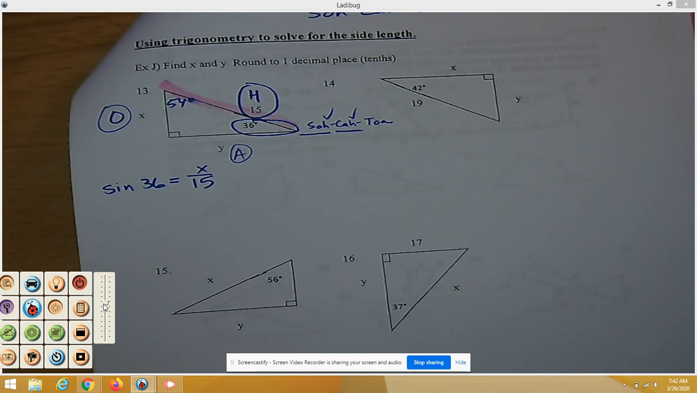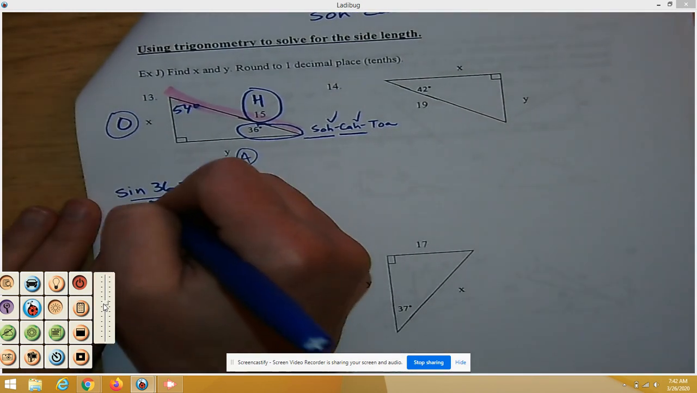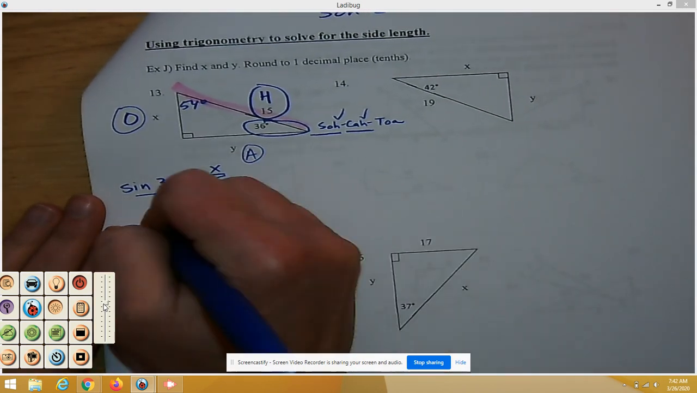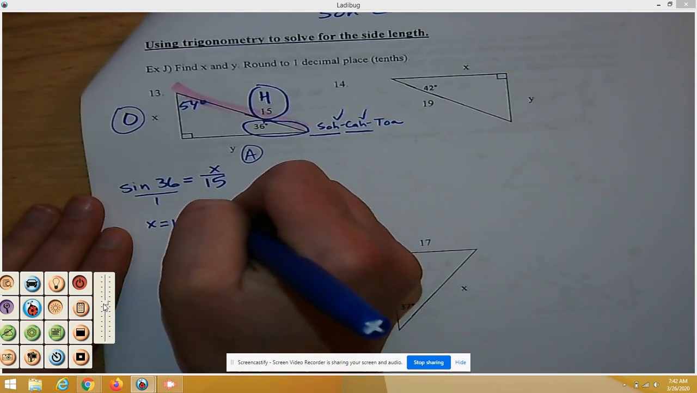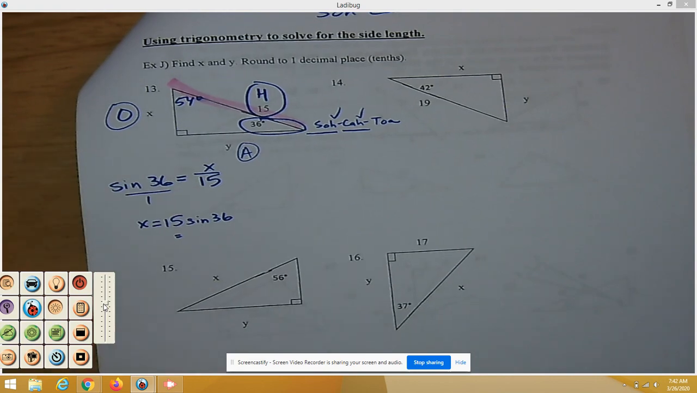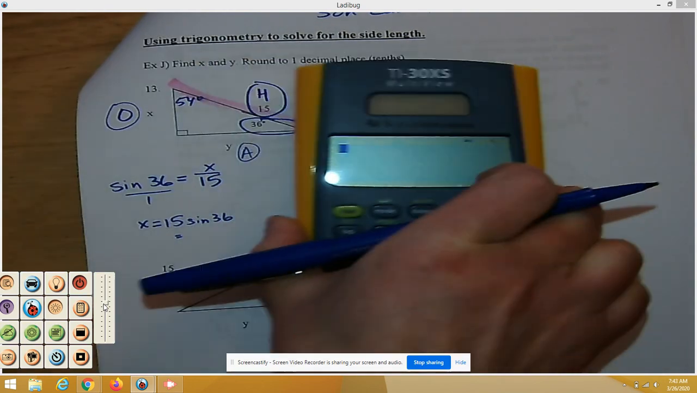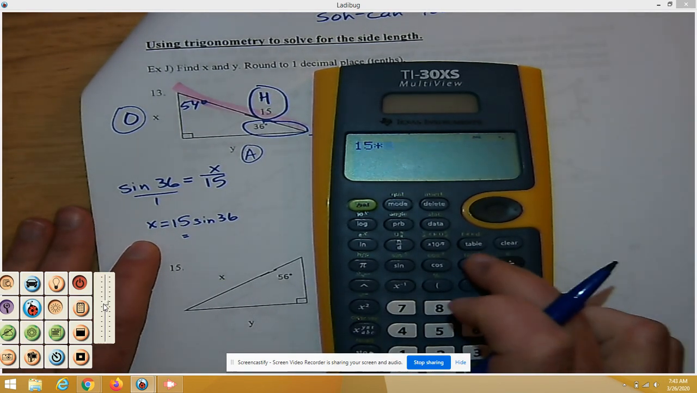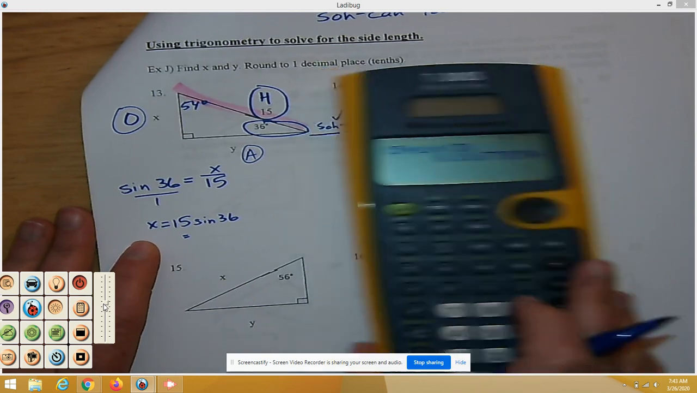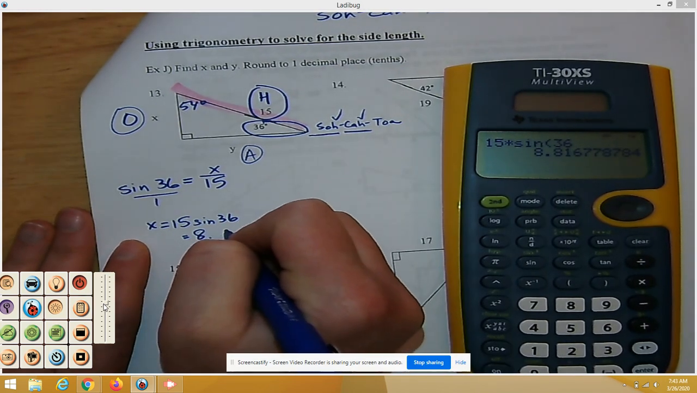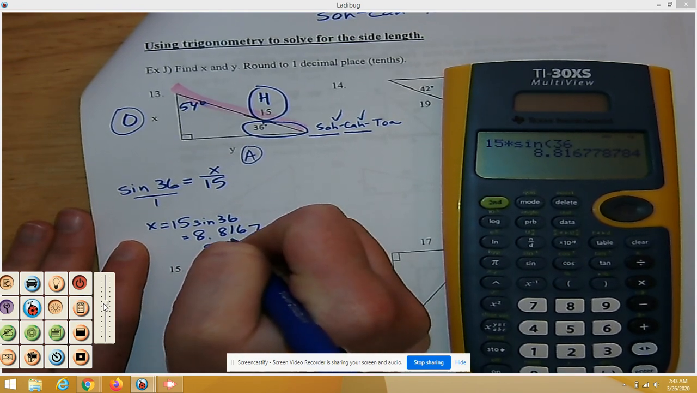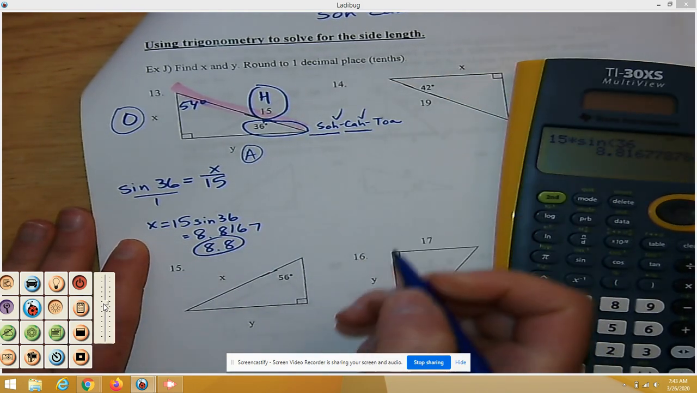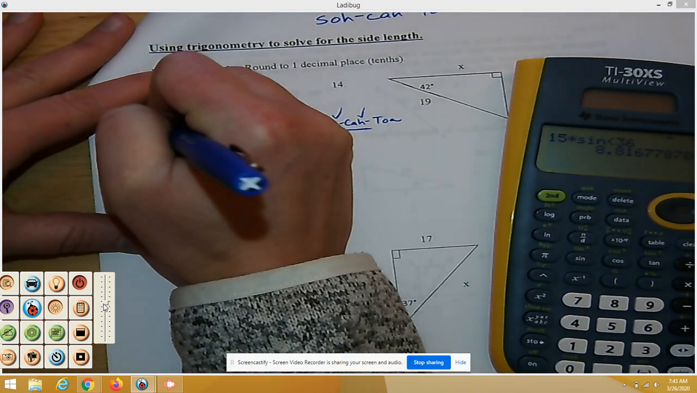Variables in the numerator, so all you have to do is cross multiply. If you want to put that over 1, you certainly can. You're going to get x equals 15 times the sine of 36. You're going to grab your calculator and go. You're going to get 15 times the sine of 36, and I would get 8.8167, so I'm going to call that 8.8. And if you want, you can go ahead and write that in for x, so that is 8.8.